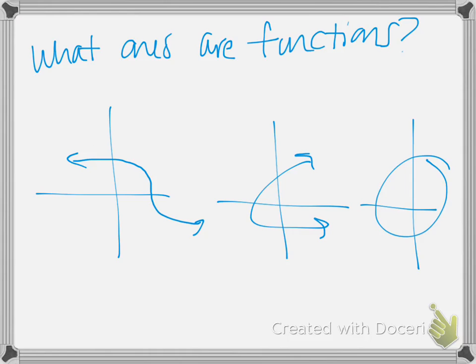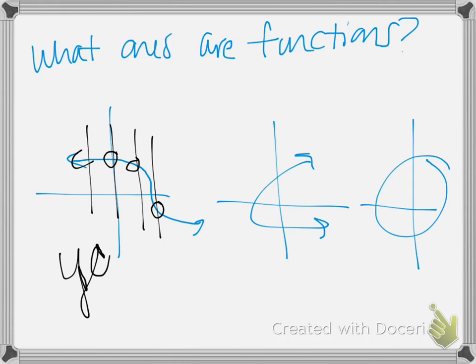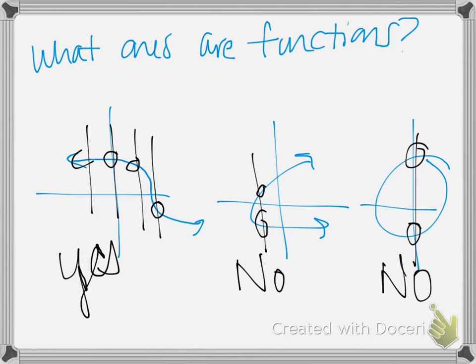What ones are functions? So I'm going to do my vertical line test and see if it crosses my vertical line more than once. If it crosses twice, it is not a function. This only crosses once, so it is a function. This crosses twice, so it is not a function. This crosses twice, so it is not a function.